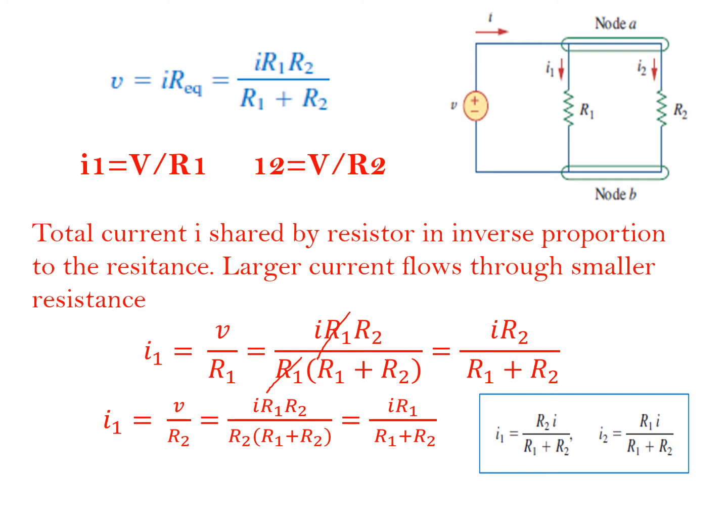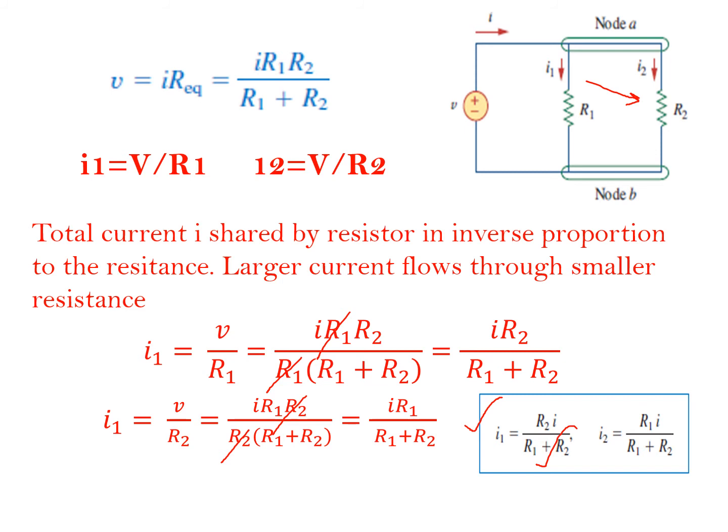In the similar manner, I2 is V by R2. What is V? V is I into R1 R2 divided by R1 plus R2, so now both the R2s get cancelled. I get the answer I into R1 divided by R1 plus R2. How to remember this formula? This is the current division technique. I1 equal to the total current into the opposite resistance. Opposite resistance is what? R2 divided by the total resistance R1 plus R2.